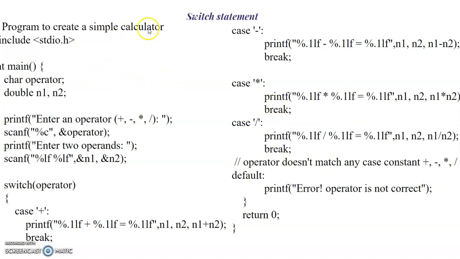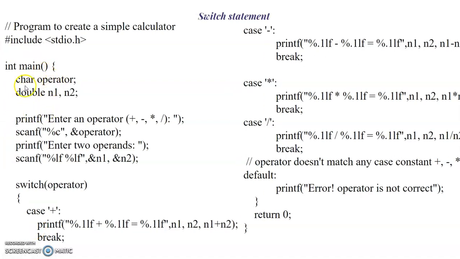Next program, to create a simple calculator, I have included stdio.h. Inside the main, I have defined character operator and double n1 and n2. The operator will be holding the operator, and n1 and n2, which are double, will hold the numbers on which addition, subtraction, multiplication or division is to be performed. I have printed enter an operator plus, minus, star, slash, and I am scanning %c, ampersand operator. Printf will print the message enter two operands, and scanf %lf %lf, ampersand n1, ampersand n2 will read two double values into n1 and n2.